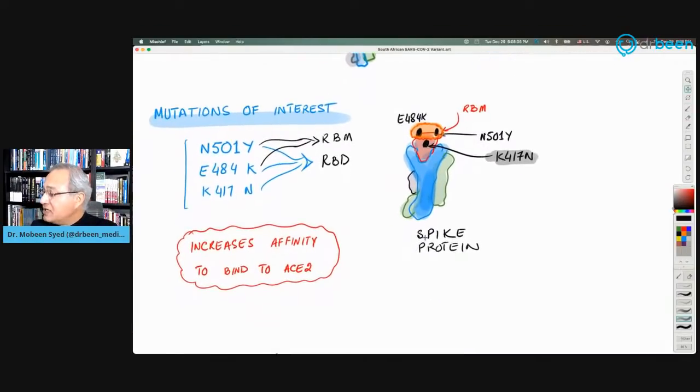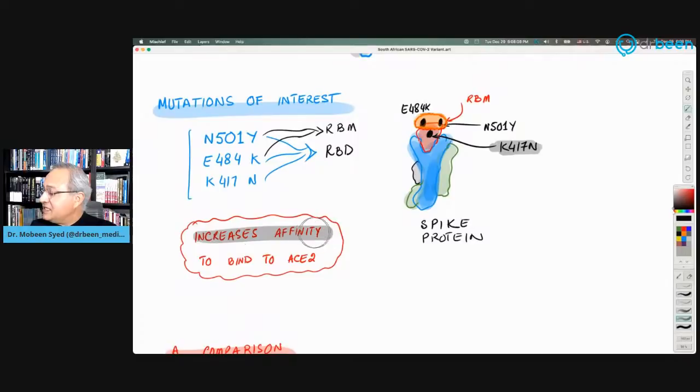So the result was that it has increased the affinity to bind with the ACE2. Affinity to bind with the ACE2 means binding more easily. That means possibly entering more easily into the cells. That means possibly increasing in number more easily, and so on. So it makes it easier for the virus to work with our cells and increase in number.